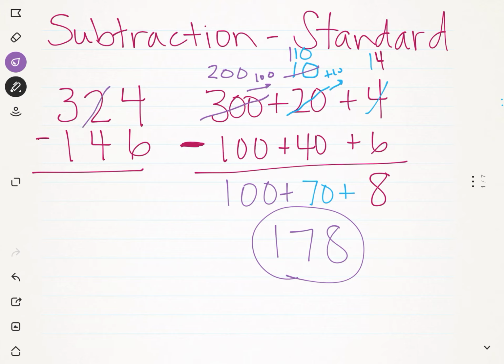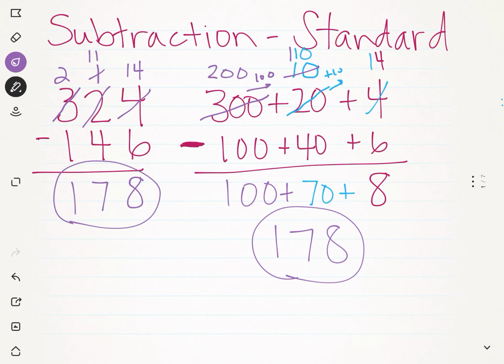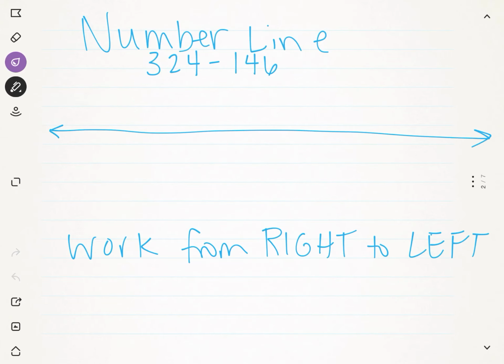So we have 4 minus 6, cannot do. So our 2 is going to turn into a 1, and our 4 turns into a 14. 14 minus 6 is going to be 8. 1 minus 4, can't do it. 1 is smaller. So I'm going to go to my hundreds place, cross off my 3, make it a 2. My 1 turns into an 11. So 11 minus 4 is 7. And 2 minus 1 is 1. So I get 178. Let's try that on our number line now.